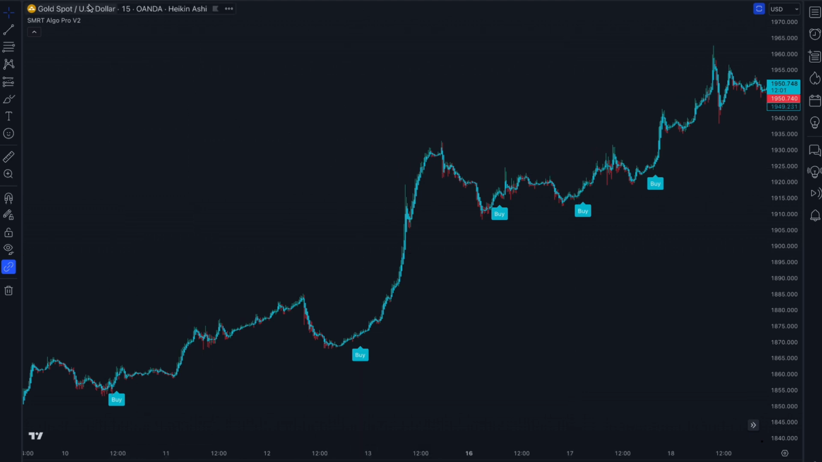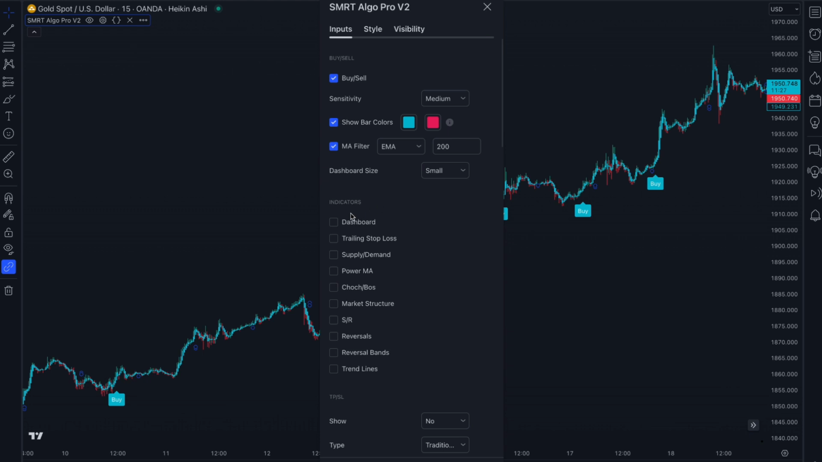First we have the dashboard indicator. I'm just going to turn this on by clicking on this checkbox here, and then I'm going to change the dashboard size from small to normal.